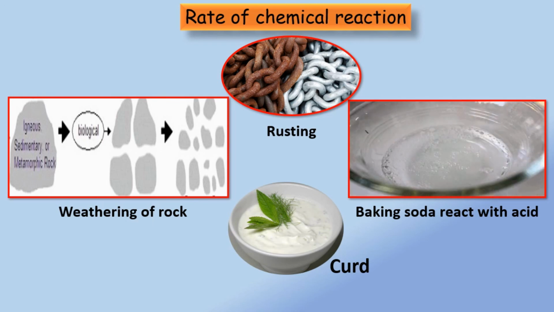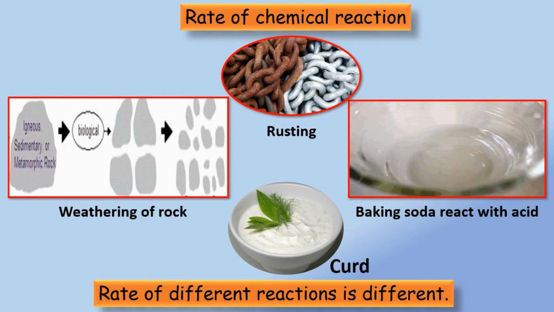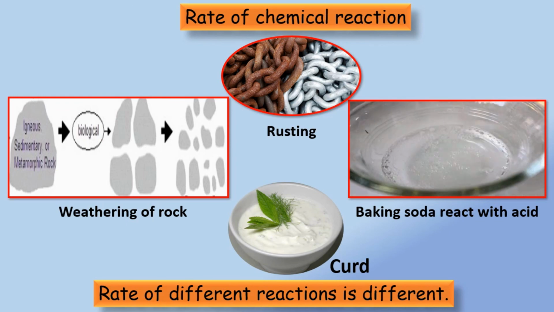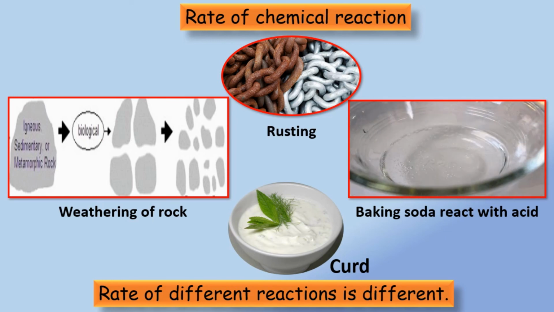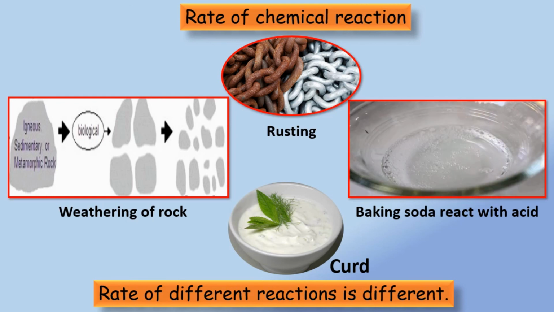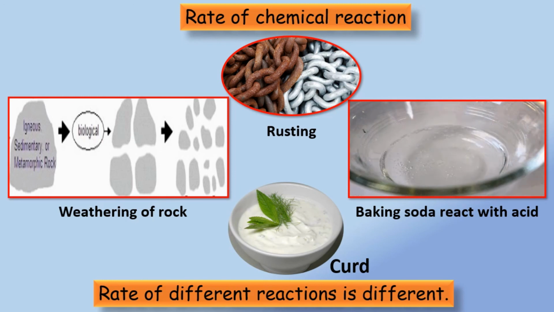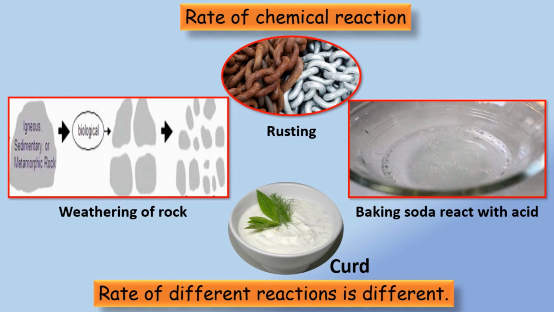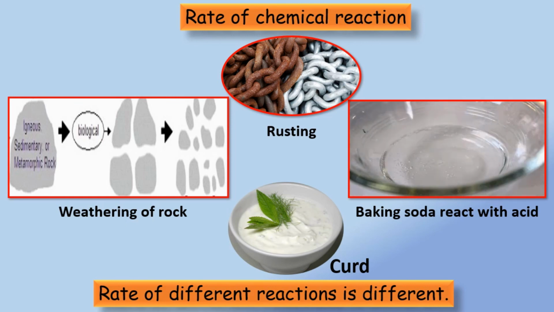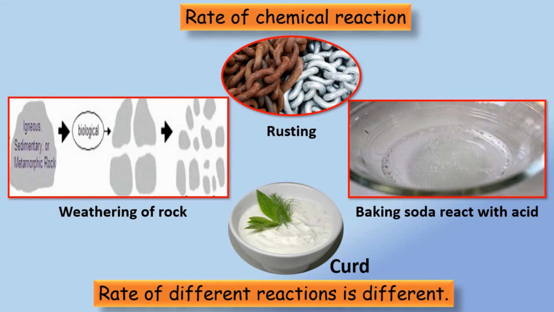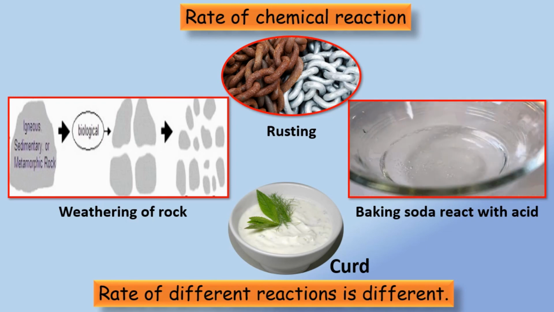Therefore, from this example, we can say that some reactions are completed in short time, that is, they occur rapidly, while some other reactions require long time for completion, that is, they occur very slowly. It means that the rate of different reactions is different. The rate of reaction is the speed at which a chemical reaction takes place.